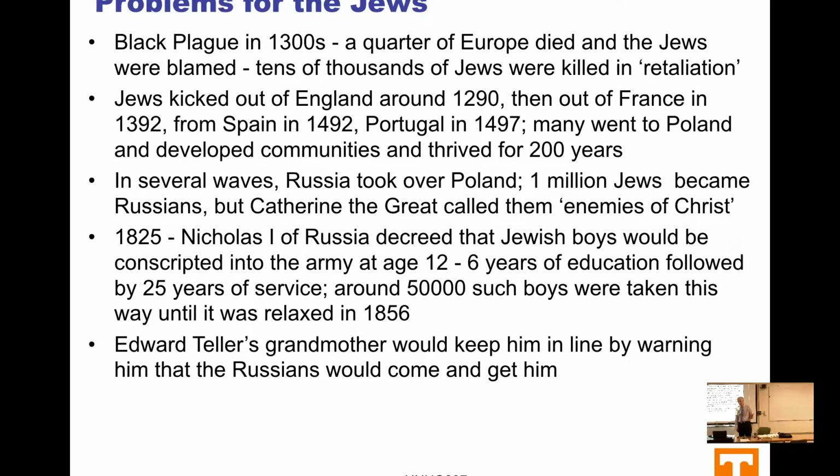There was the Black Plague in Europe in the 1300s, where a quarter of the population of Europe died. Well, many people in many countries blamed it on the Jews. Somehow the Black Plague was the fault of the Jews in those societies, and tens of thousands of Jews were then killed in retaliation for the Black Plague.